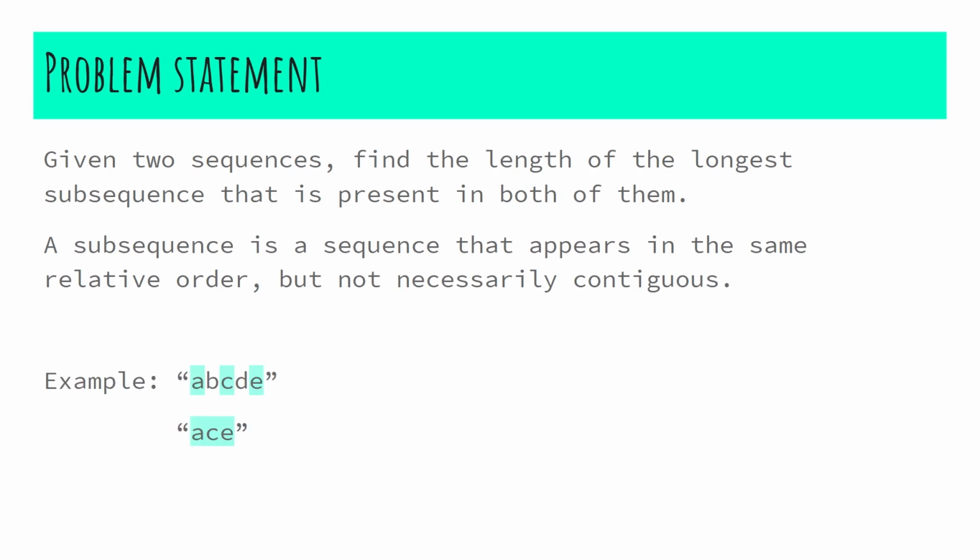Let's consider an example where the sequences are A, B, C, D, E and A, C, E. In this case, the sequence A, C, E is common in both. Although A, C, E is not contiguous in the first sequence, it occurs in the same order as in the second sequence. Therefore, the length of the longest common subsequence is 3.